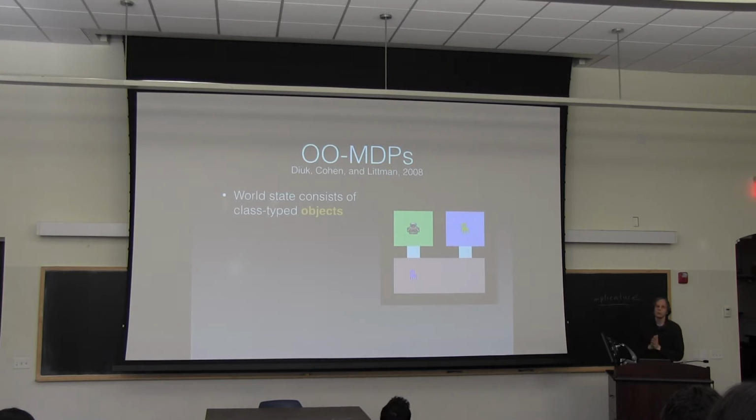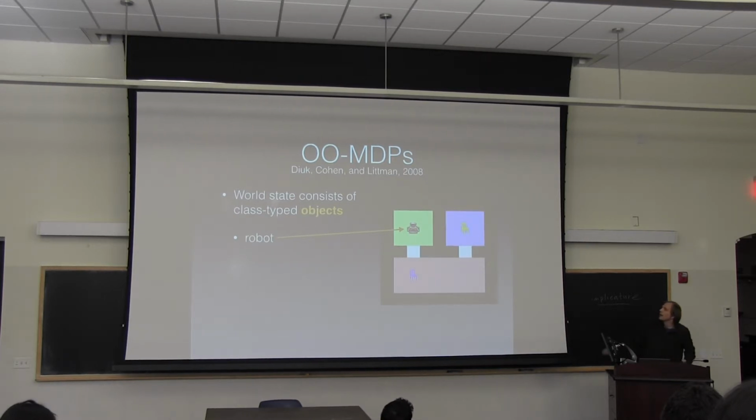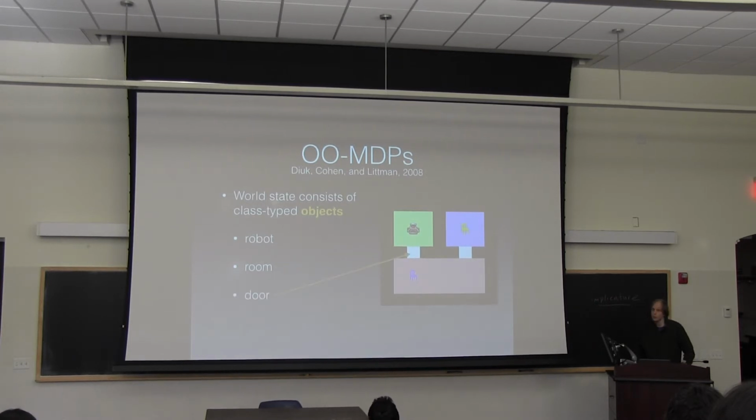The way OOMDPs represent states is that the state of the world is a collection of class-typed objects, right? So we just have some set of objects in the world. For example, if we look at this representation of this room, one object is a robot, which belongs to the robot class. We also have room class objects. There are 3 room class objects here. This one is the green room, as an example. We have door objects, so we have 2 door objects in this world. And we can have block objects. So this can be a chair, which is one type of block.